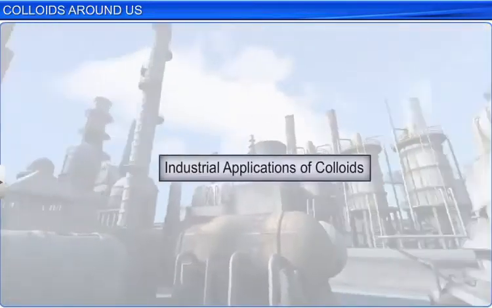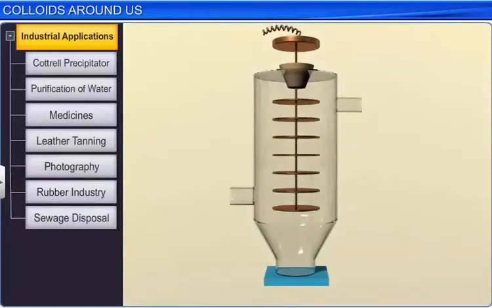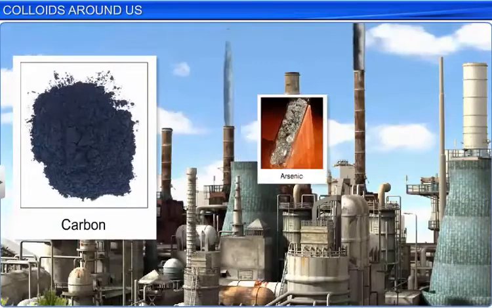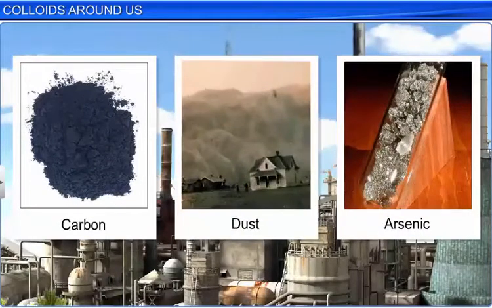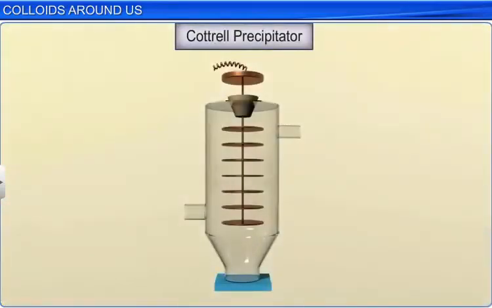Let us now look at some industrial applications of colloids. The most important industrial application of colloids is the Cottrell smoke precipitator. Smoke is a colloidal solution of solid particles such as carbon, arsenic compounds, and dust. Smoke from industries is a major air pollutant, and therefore it is desirable to precipitate it to prevent it from spreading. The Cottrell precipitator precipitates smoke on the principle of electrophoresis.